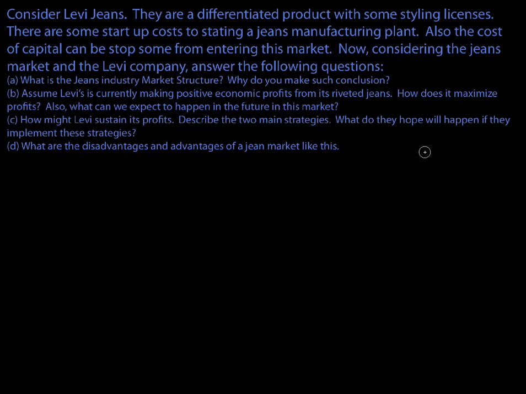Something like this, for example. Now what's happening here? Consider Levi jeans. They're a differentiated product. Now what does that mean to you? That means, uh-oh, something's going to come out. I may not tell you exactly that, but something like that. Differentiated product means probably monopolistic competition. There are some barriers, licensings, etc. Also, the cost of capital can stop firms from entering this market. Considering the jeans market, I'm expecting you to know something about the jeans market. Nothing big, but differentiated product is the key here.